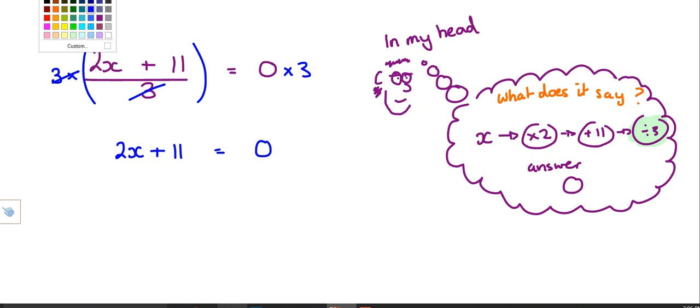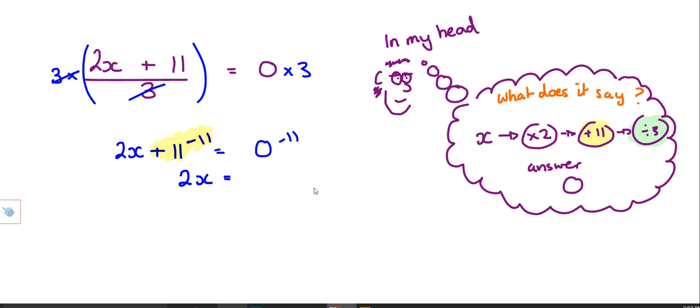So now we're at the stage of, well, this time I know what the answer is before I divide by 3. Now I've got to figure out the answer before I add 11. So I have to take away the 11. That cancels this bit out. That's now not there anymore. So I'm left with 2x equals negative 11.